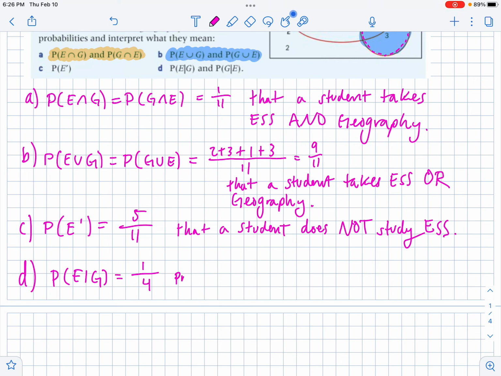So this is the probability that a student takes ESS given that they take geography.